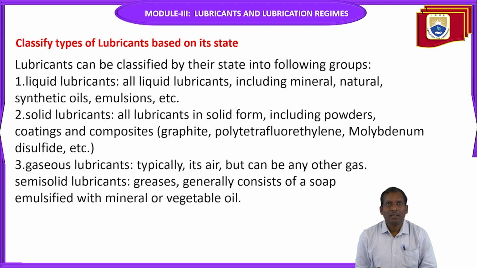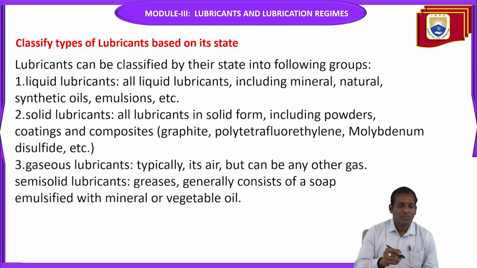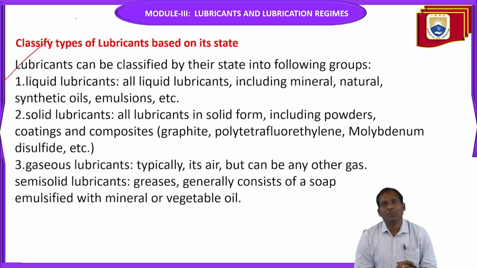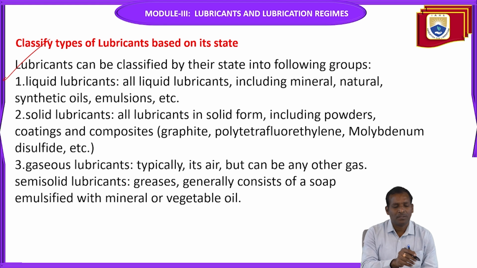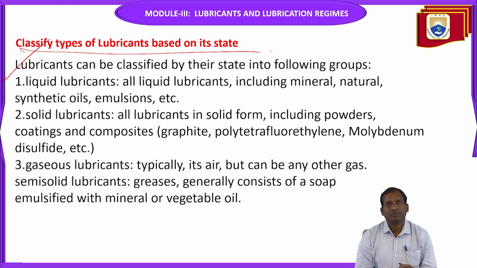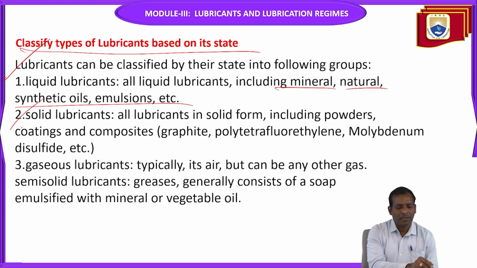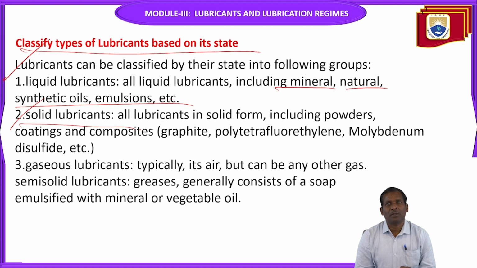They classify types of lubricants based on their state. The lubricants can be classified by state into the following groups. The classification of lubricants is an important topic. Liquid lubricants: all liquid lubricants, including mineral oils, natural and synthetic oils, emulsions, etc. The solid lubricants: all lubricants in a solid form, including powders, coatings, and composites.